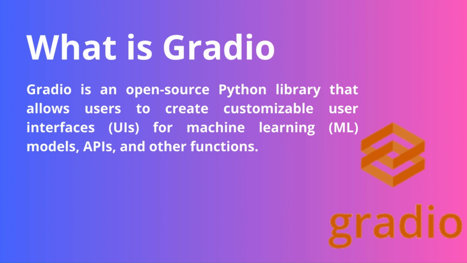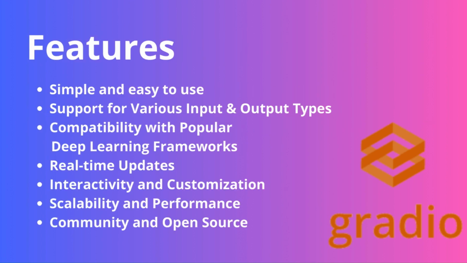Now let's talk about its features. First is simple and easy to use. Gradio makes it easy for you to create an interface for your machine learning model without getting bogged down by complicated stuff. You just focus on your model and Gradio takes care of the user interface part. Second is support for various input and output types. Gradio is like a multi-talented assistant. Gradio can handle different kinds of inputs like text, images, audio, and video. It can also show you various types of outputs such as text, images, and plots. This makes it great for all sorts of machine learning tasks.